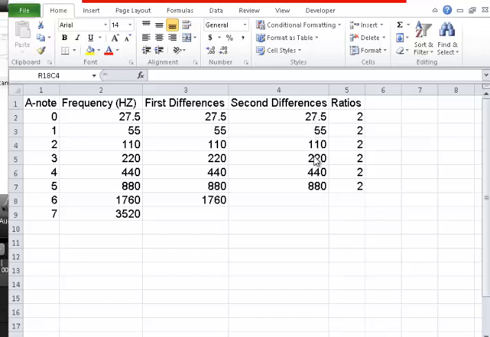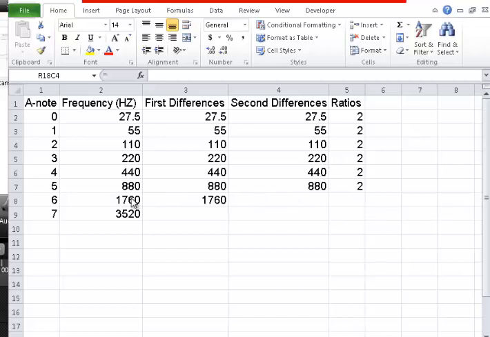Now I'm going to find the second differences. 55 minus 27.5 is 27.5. 110 minus 55 is 55. 220 minus 110 is 110, and so forth. You can see the second differences are not the same, so it's not quadratic.